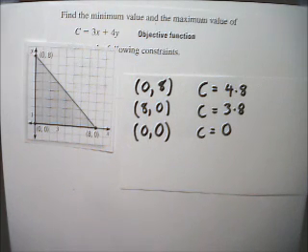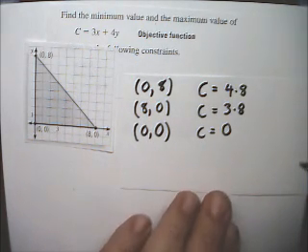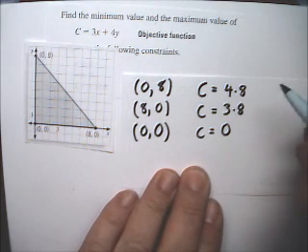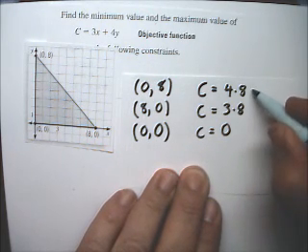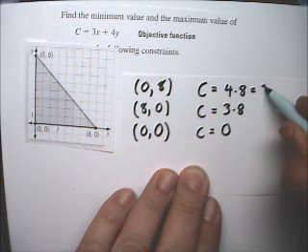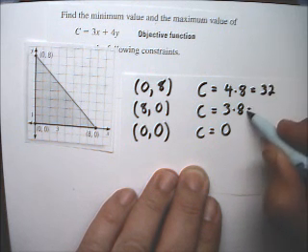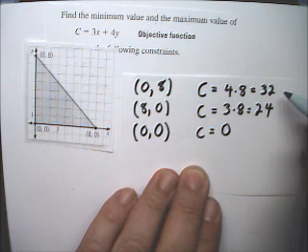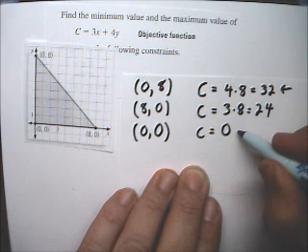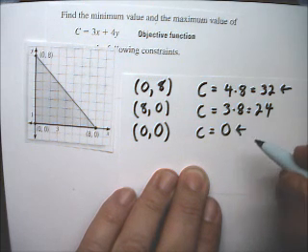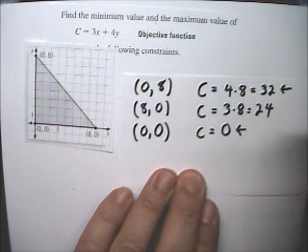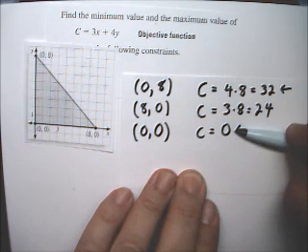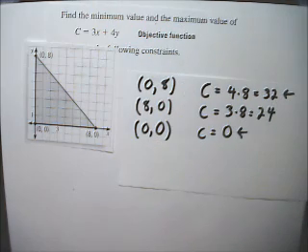So this point, (0, 8), that's 32. And that's 24. So here's the maximum, and here's the minimum. So the minimum value is 0, and the maximum value is 32.